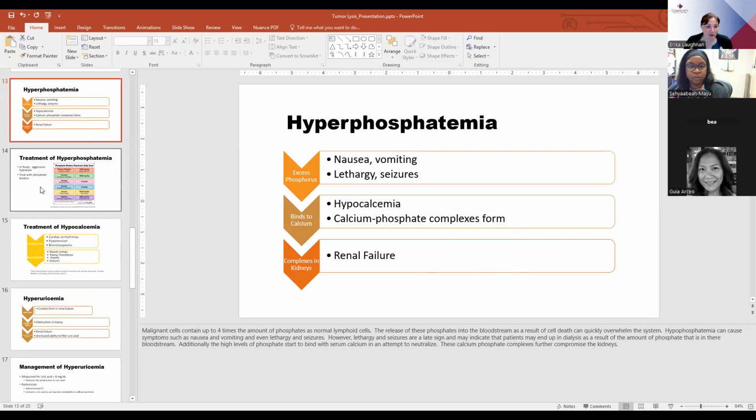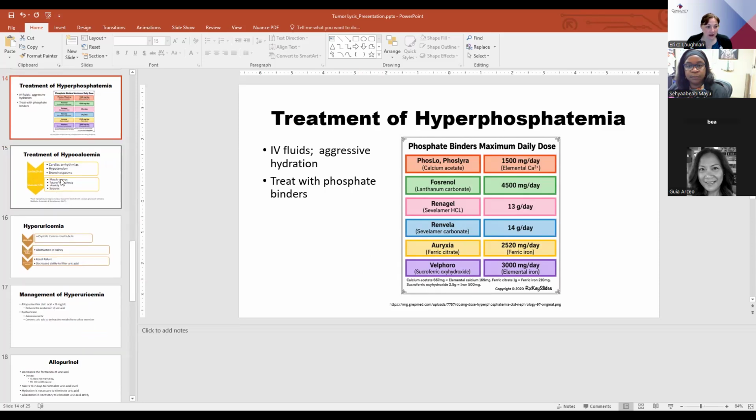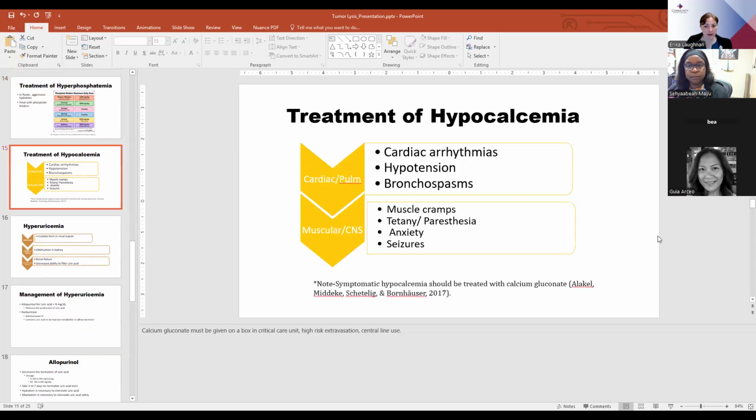So of course, the treatment for hyperphosphatemia, as you might have guessed from that previous statement, is to treat them like a renal patient with a phosphate binder. So we will be giving them phosphate binders to help bind to the phosphate and hopefully less to the calcium, and that way we can excrete it through our kidneys, okay? Treatment of hypercalcemia: because the calcium is going to bind with the phosphate, it's going to lower our calcium levels even further.